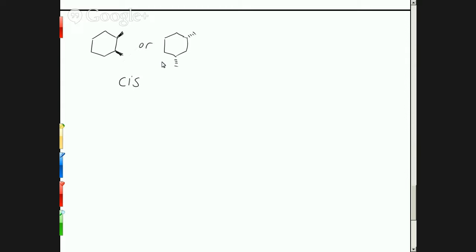Wait, why is the dash not the bottom part? I just wanted to show another example, or it doesn't matter where it is. If there's two of them anywhere on the ring, that's called cis because they're either both wedges or both dashes. If you have one of each, that's called trans.